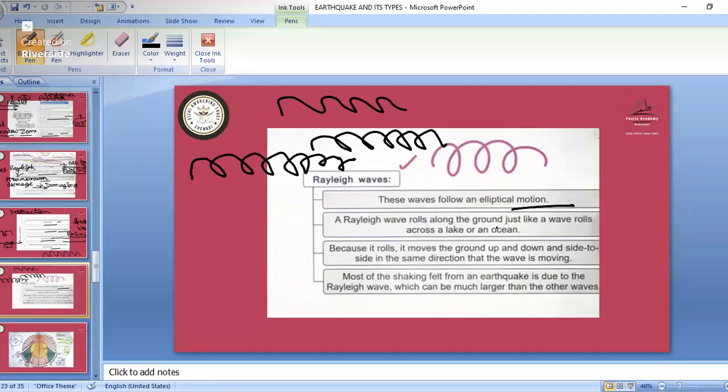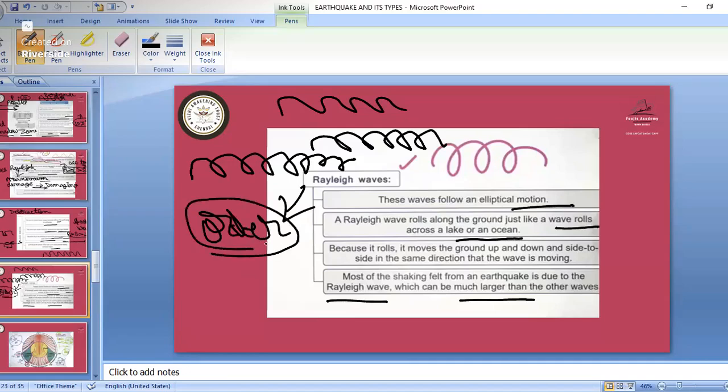A Rayleigh wave rolls along the ground just like a wave rolls across a lake or an ocean. Because it rolls, it moves up and down and side to side in the same direction that the wave is moving. So most of the shaking felt in an earthquake is due to the Rayleigh waves, which can be much larger than the other waves. So remember that. Regarding the destruction, we also studied the decreasing order of destruction, and also the speed. So remember about that order also.